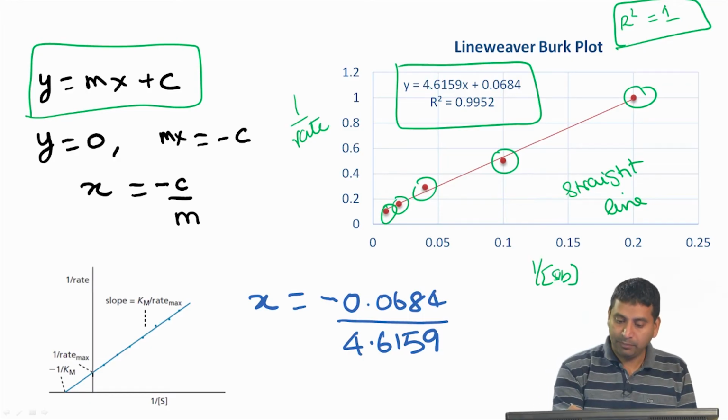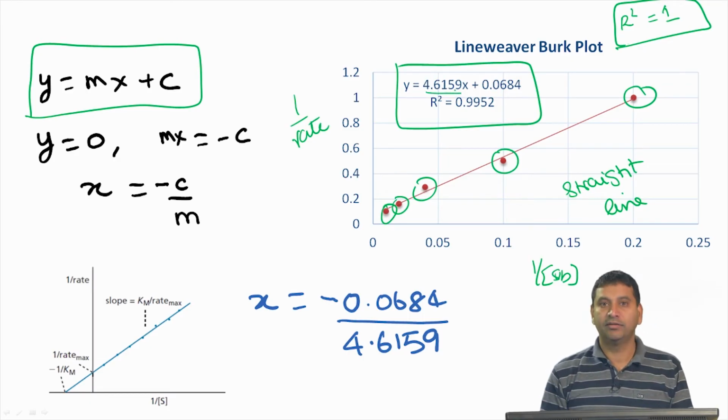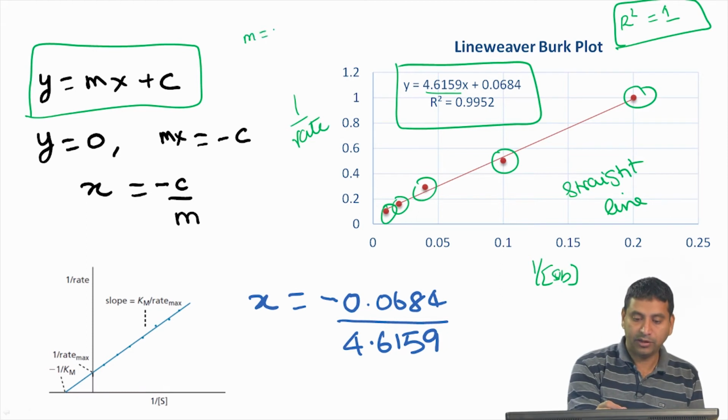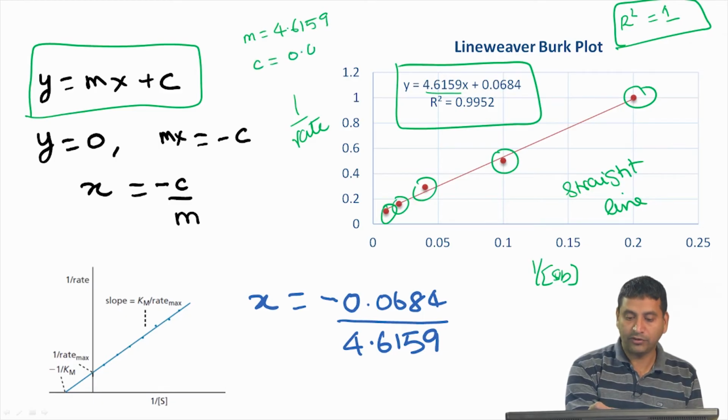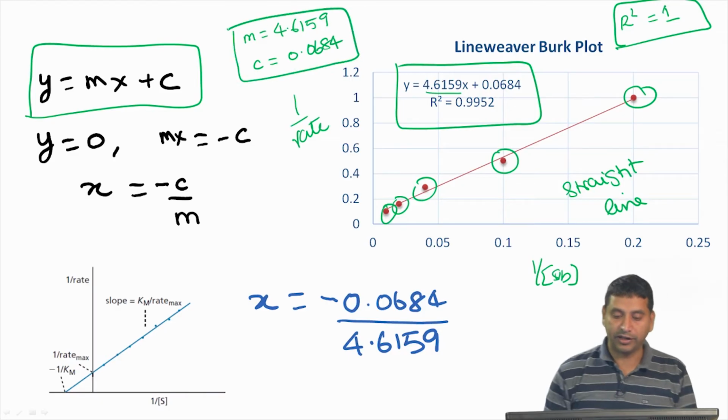So, here m is 4.6159. Let me write that down. m equals 4.6159, and c, which is the intercept, is 0.0684. So, these are the two numbers that we get after curve fitting.